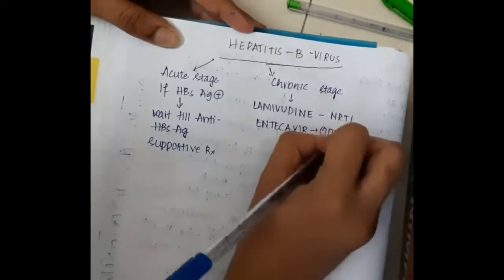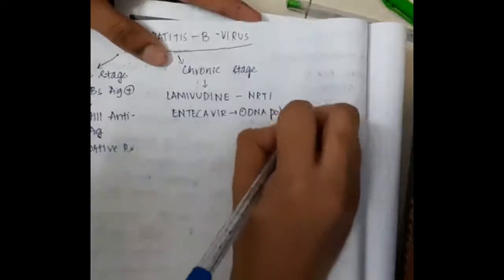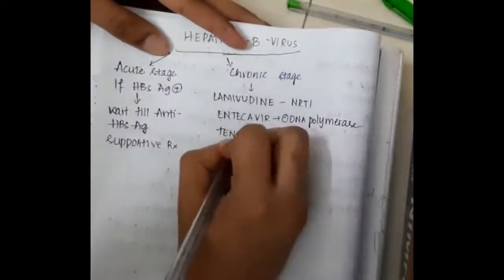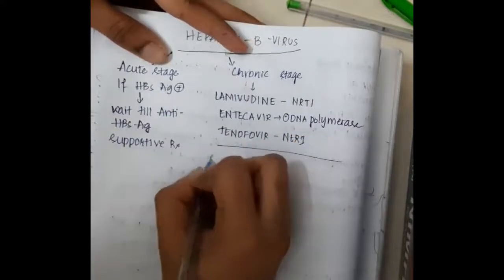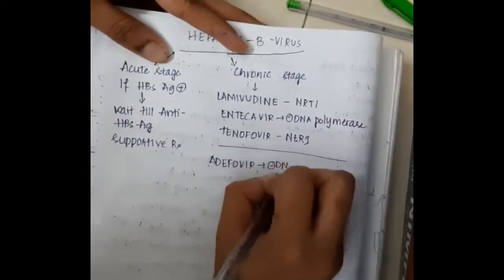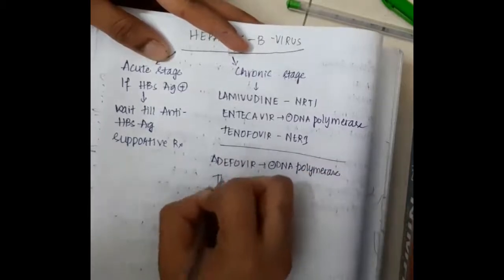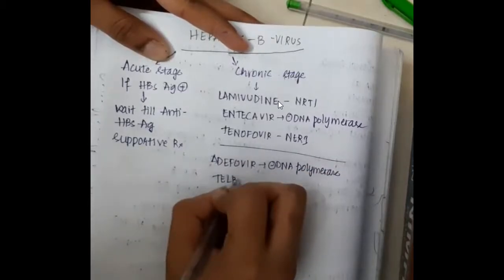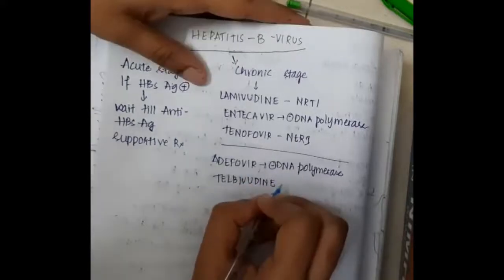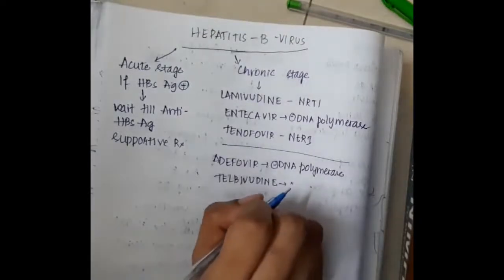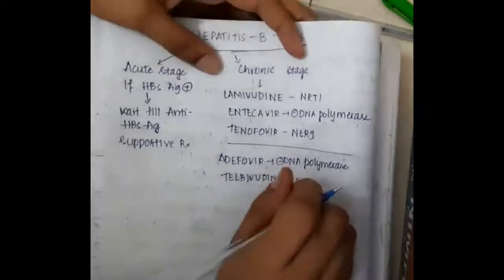Then we can give entecavir, which inhibits DNA polymerase. Then we can give tenofovir, which is a nucleotide reverse transcriptase inhibitor. Lamivudine is a nucleoside reverse transcriptase inhibitor. Tenofovir is a nucleotide reverse transcriptase inhibitor. In chronic stage of hepatitis B virus, we can also give adefovir. This adefovir will inhibit DNA polymerase, and we can also give one more drug, which is telbivudine. This telbivudine also inhibits DNA polymerase.